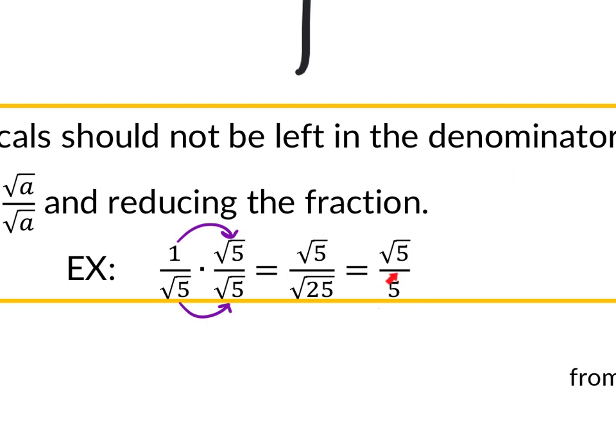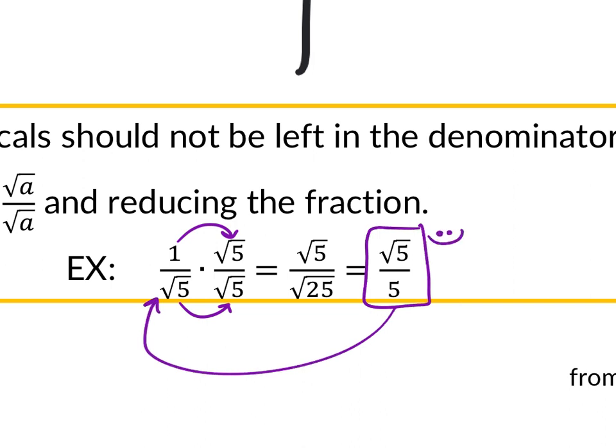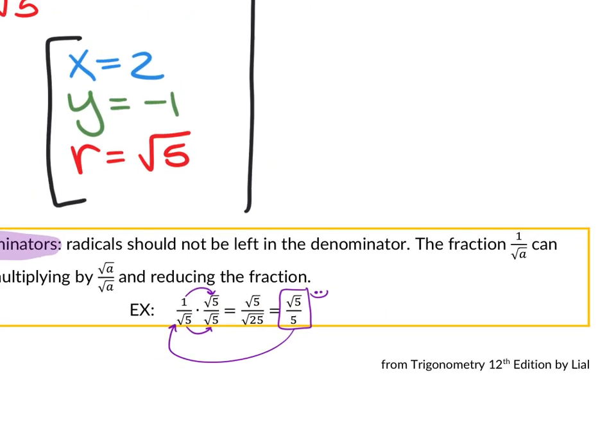5. So the bottom no longer has a radical, and the number square root 5 over 5 is a better answer. These two numbers right here are mathematically equivalent, but we like this version better. So we're going to rationalize denominators when we need to. If you put a radical in the bottom, you've got to get it out.